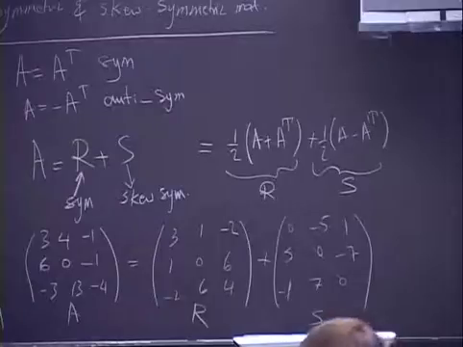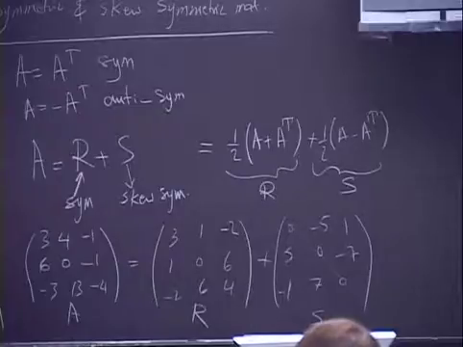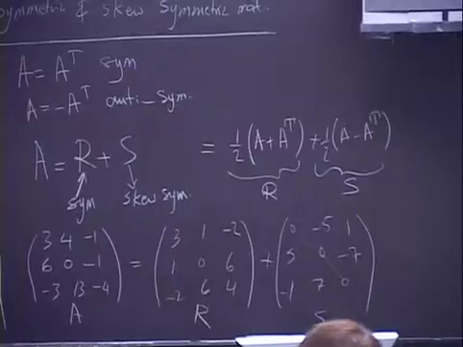The eigenvalues for a symmetric matrix are real, and the eigenvalues for a skew symmetric matrix are imaginary, either imaginary or 0. Those are two properties.